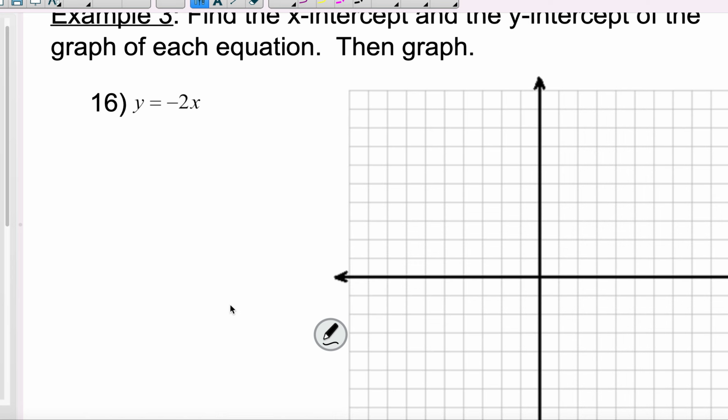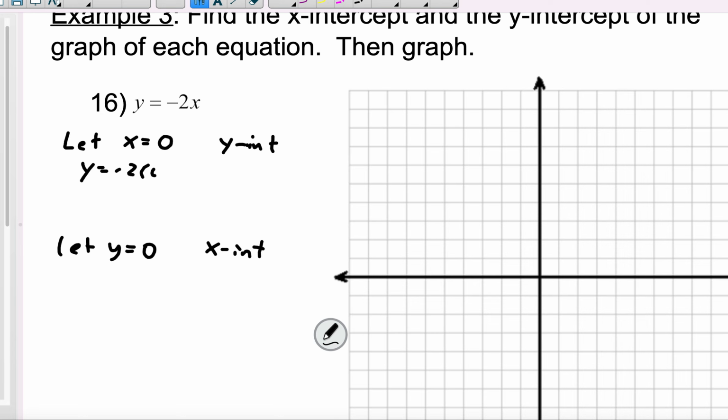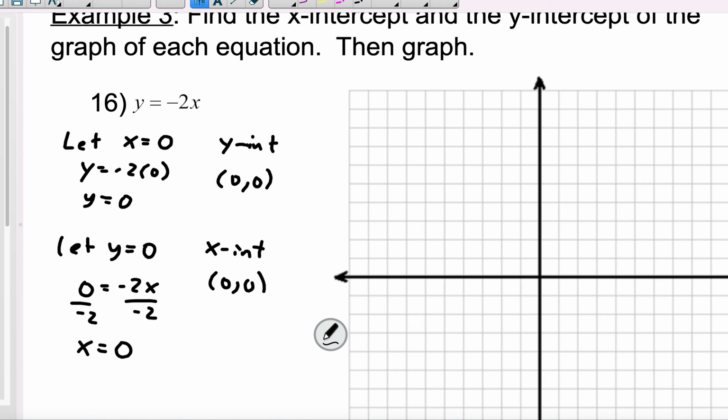So let's do this again. Let x equal 0 and find our y-intercept, and then let y equal 0 and find our x-intercept. Putting 0 in for x, we get y equals negative 2 times 0, which gives us y equals 0. So it's (0, 0). Let y equal 0 in this case: 0 equals negative 2x. Divide by negative 2, and x is 0. So both my x-intercept and my y-intercept are (0, 0).